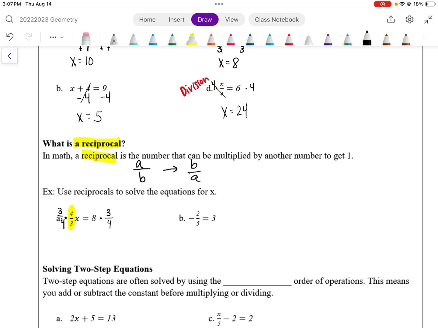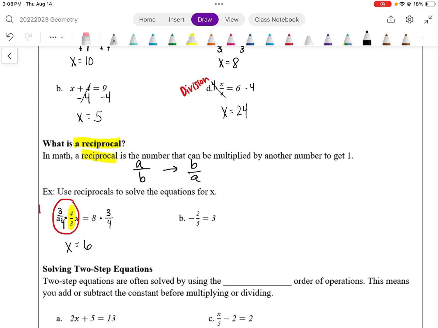Okay. So 3/4 times 4/3, this cancels out this right here. And you just get 1. It equals 1. So 1x, or just x. And then 8 times 3/4. If you're multiplying fractions, what you can do is you can multiply by the top number and then divide by the bottom number. So 8 times 3 is 24, divided by 4 is 6. So x has to be 6.